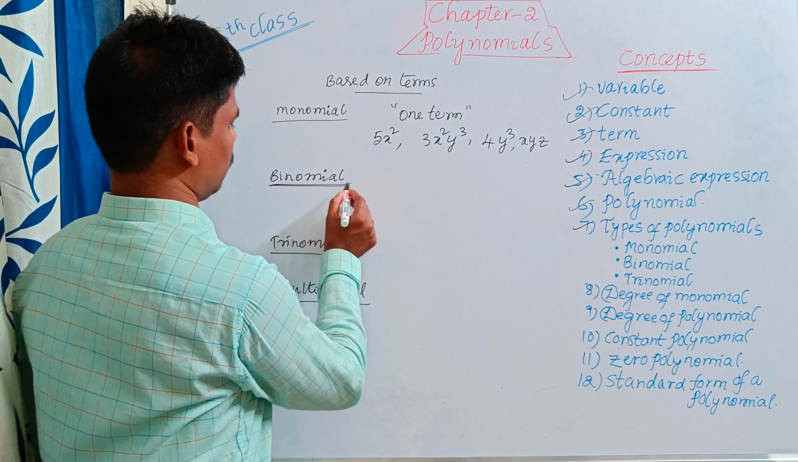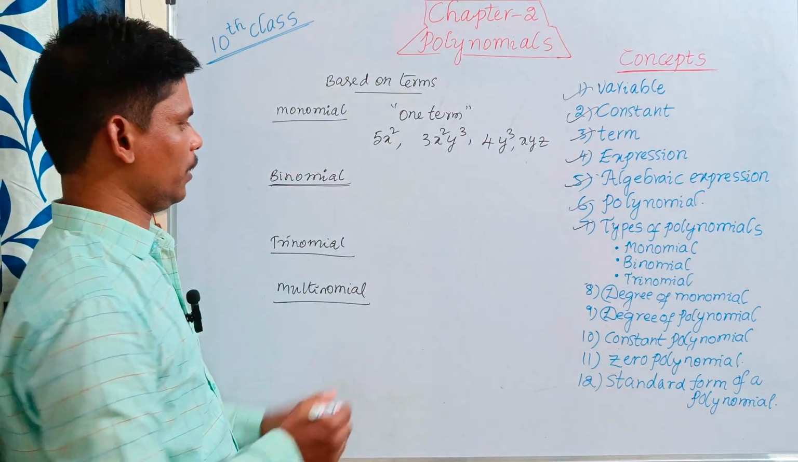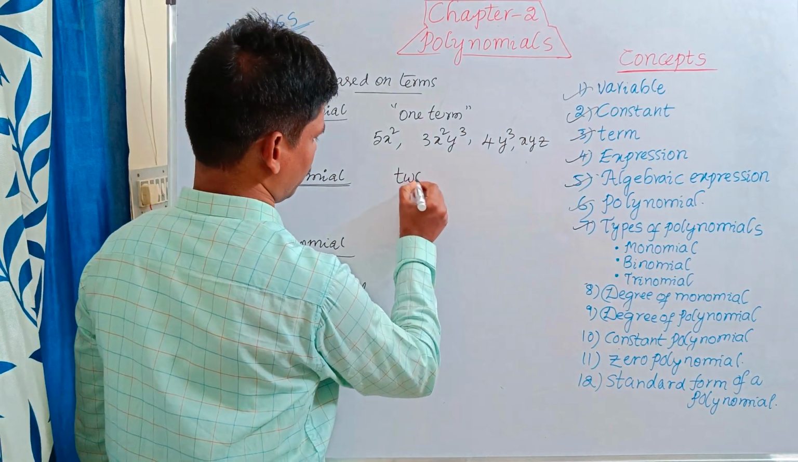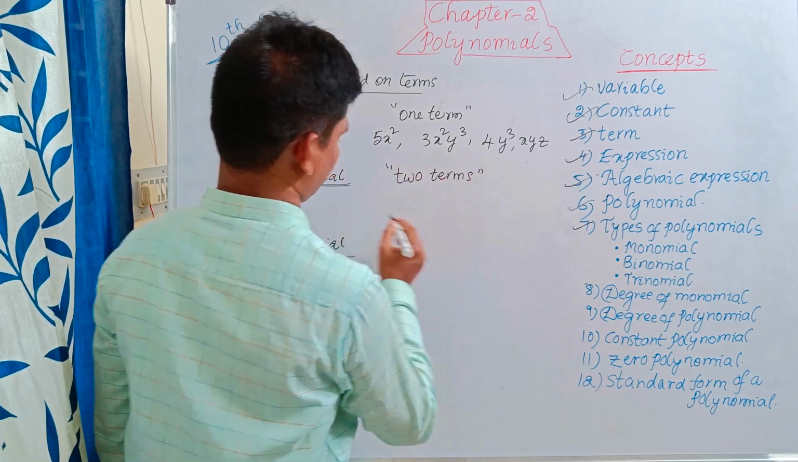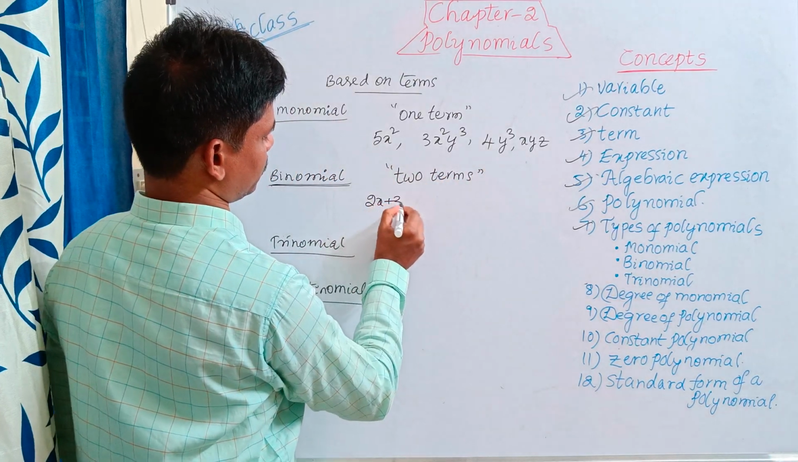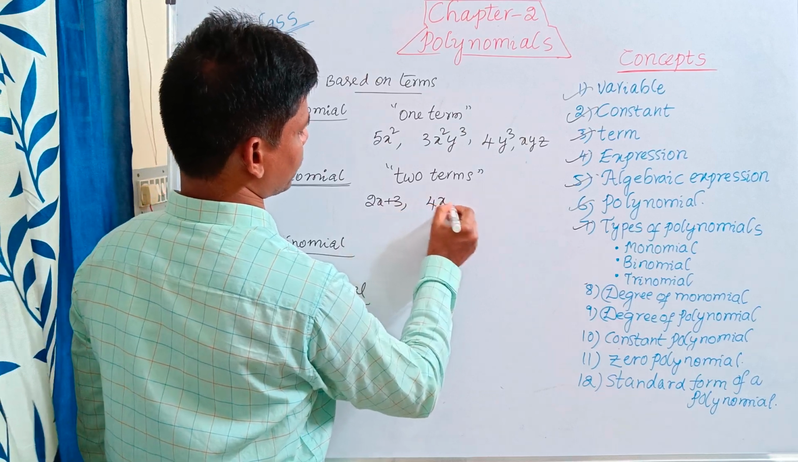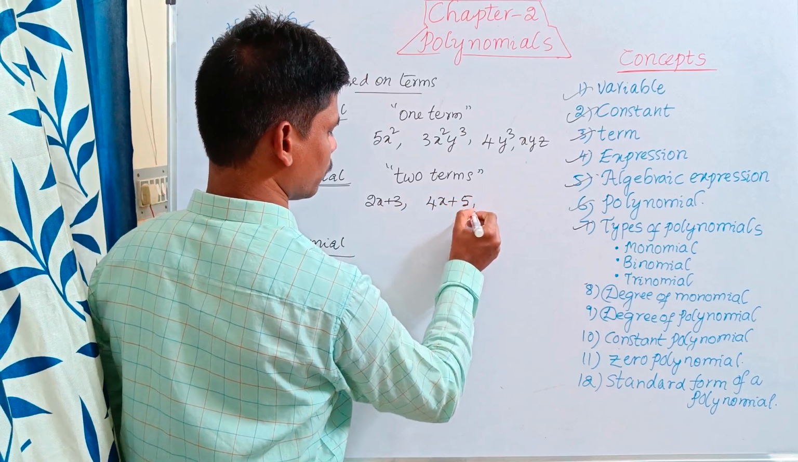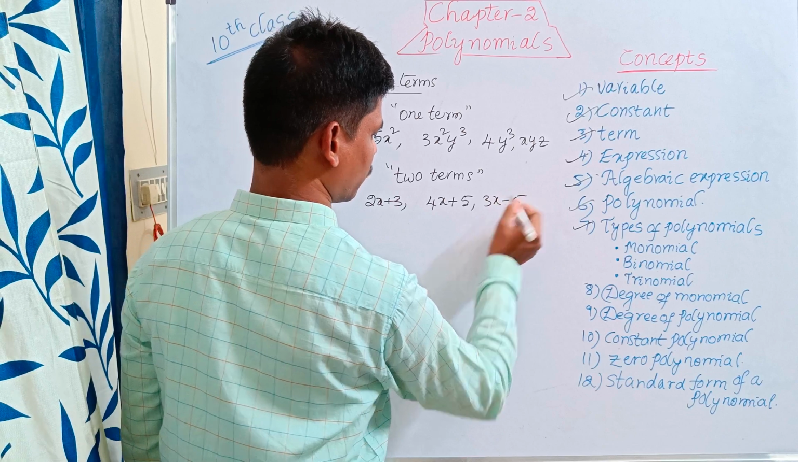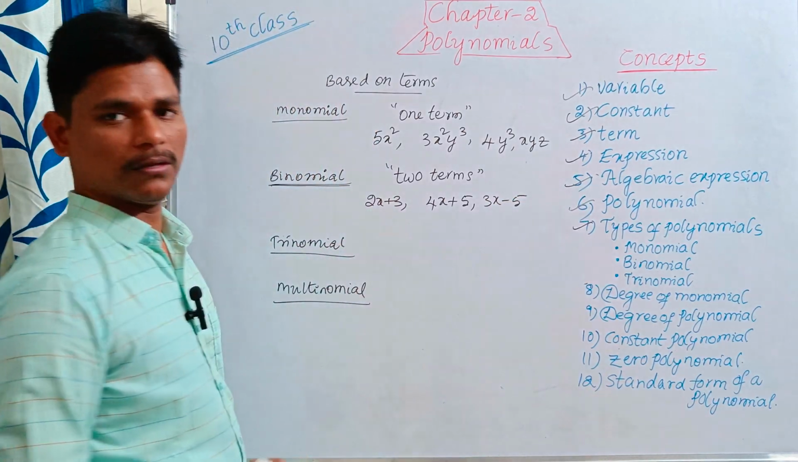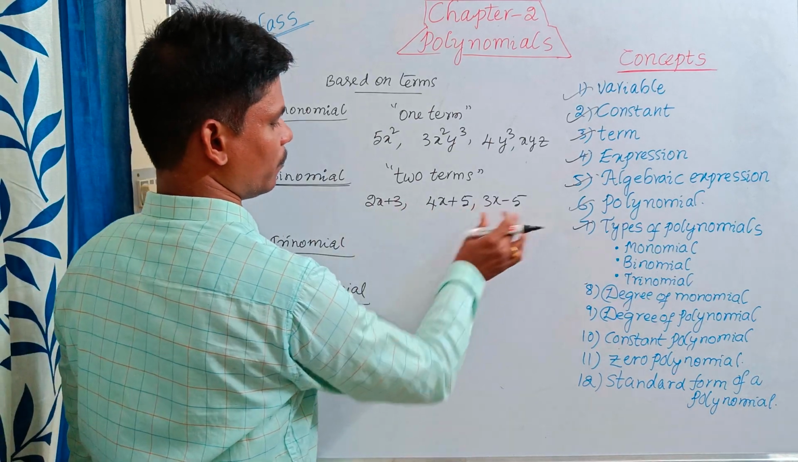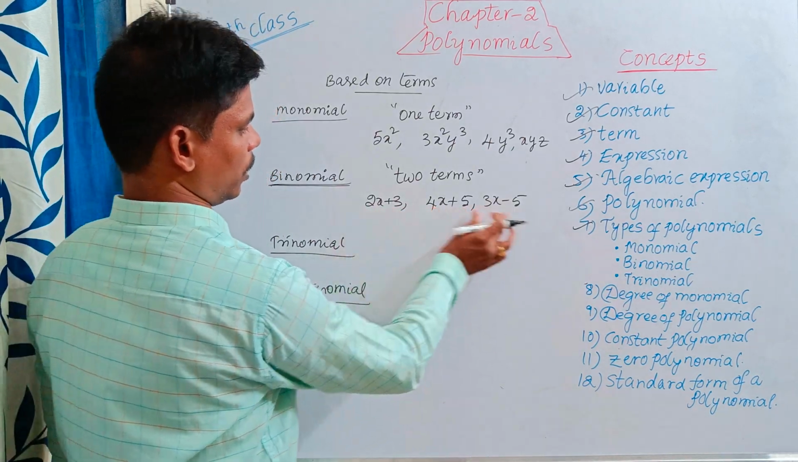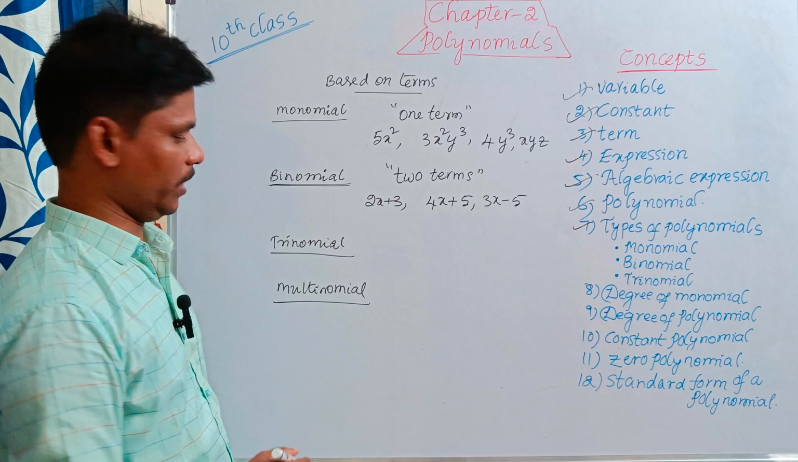Next, binomial. The polynomial containing only two terms. For example, 2x plus 3, 4x plus 5, 3x minus 5. So these are all binomials. A polynomial with only two terms is called a binomial.